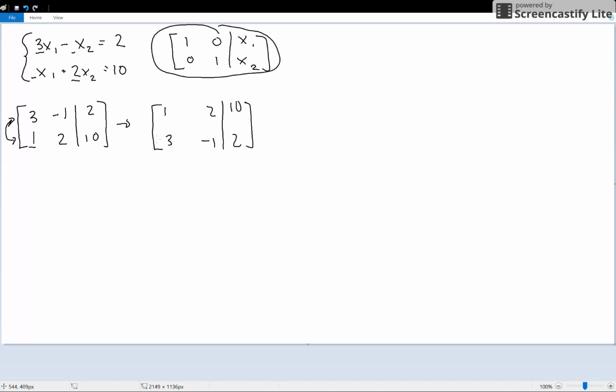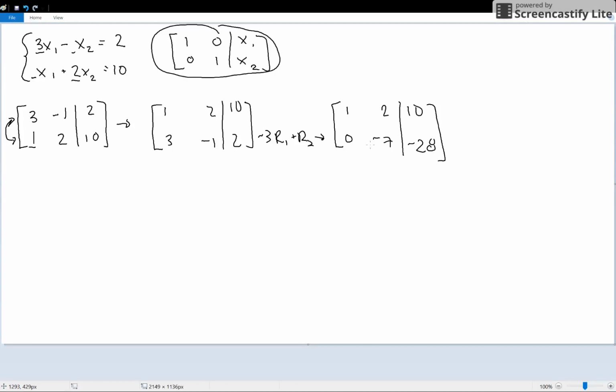Next, we're going to multiply row 1 by -3 and add it to row 2 and put it in row 2. So row 1 stays the same, but this row changes. So this will become -3 plus 3, which is 0, and -6 minus 1, which is -7, -30 plus 2 is -28.